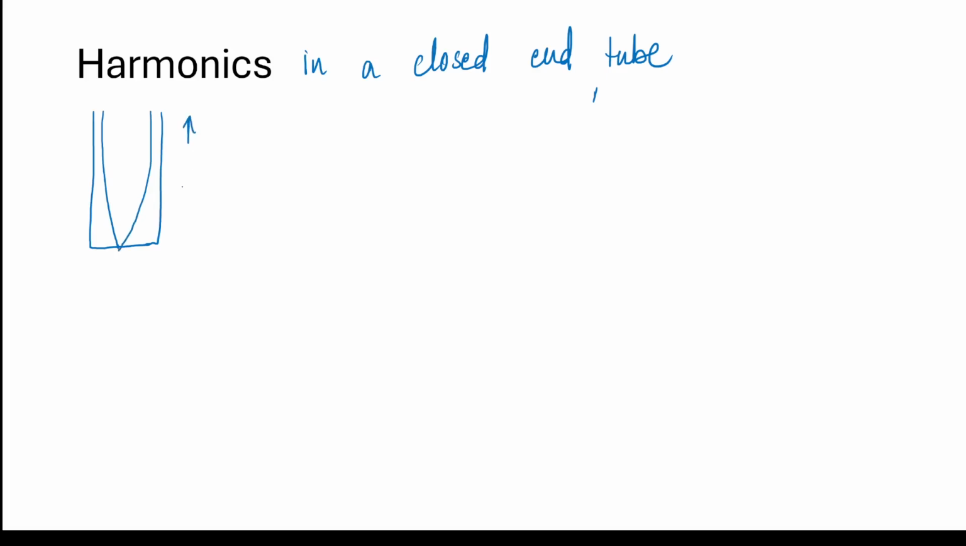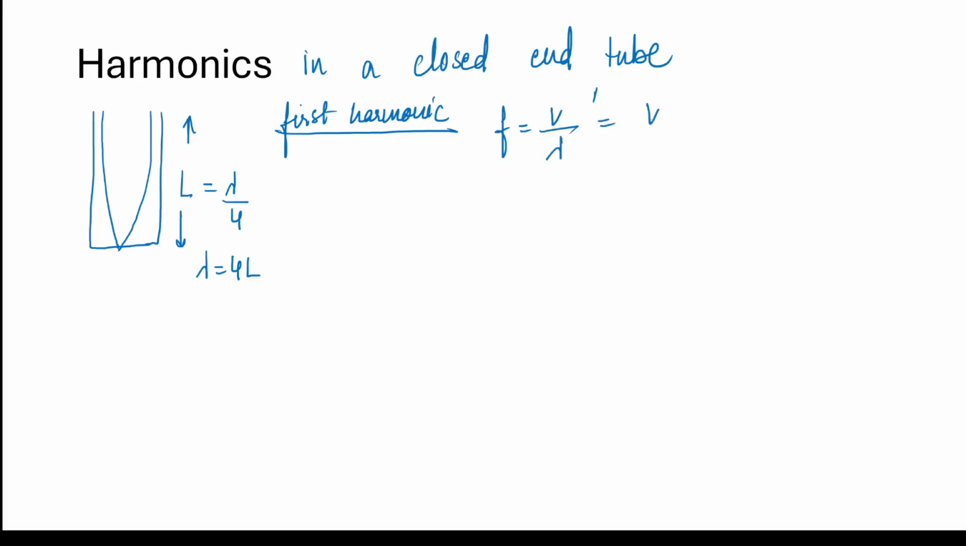So if the length is L, the first harmonic here, the frequency of the first harmonic, so this L here would be lambda over 4. The distance between antinode and node is lambda over 4. Rearranging, my lambda is 4L. Frequency is V over lambda, so V over 4L.